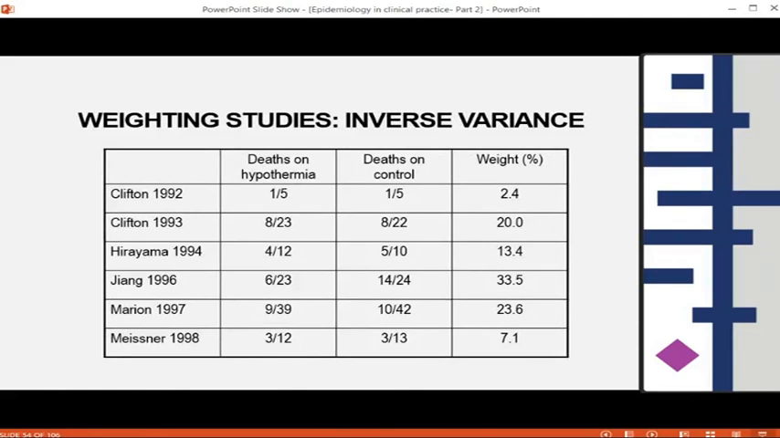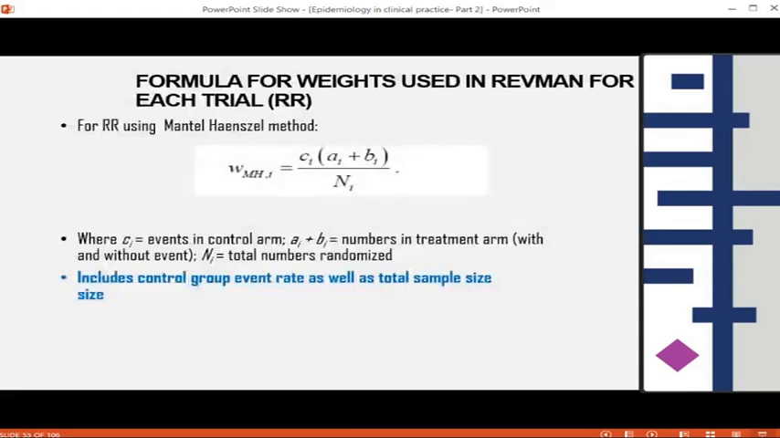So the important thing to keep in mind is you don't have to calculate all these weights. It's a property of the data, and the software program calculates the weights. You just need to know how it's done. So if you want to look at the formula that's used for calculating these weights, it says here that the weight for a study is events in the control arm times the total of the number in the treatment arm with and without the event, divided by the total number randomized. So the control group event rate is also important, apart from just the total sample size.